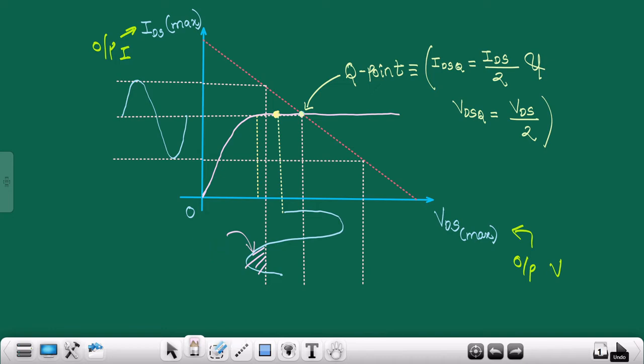Let me erase these particular things. So this is what we had seen, and that's why I had intentionally written over here that our Q point should be such that it should be exactly half of the output current, and our VDSQ, that means this particular parameter, should be exactly half of the output voltage. I hope now you understood why a Q point is required, or what exactly a Q point is.